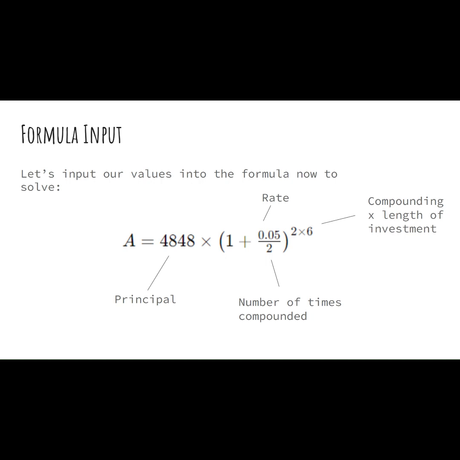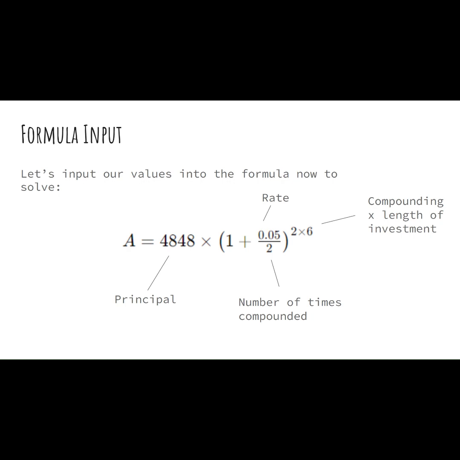So to break that down again, your amount is going to equal the principal, which is $4,848, being times by 1 plus your interest rate, again, expressed as decimals, not as just that percentage. So you can't just write 5 because it's 5%. You must express it as 0.05. Over 2, it's compounding twice annually. So that's your 2 in there.